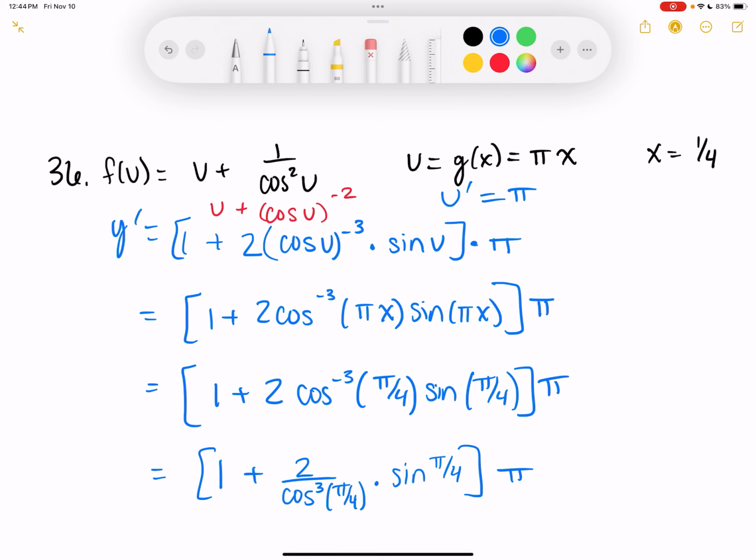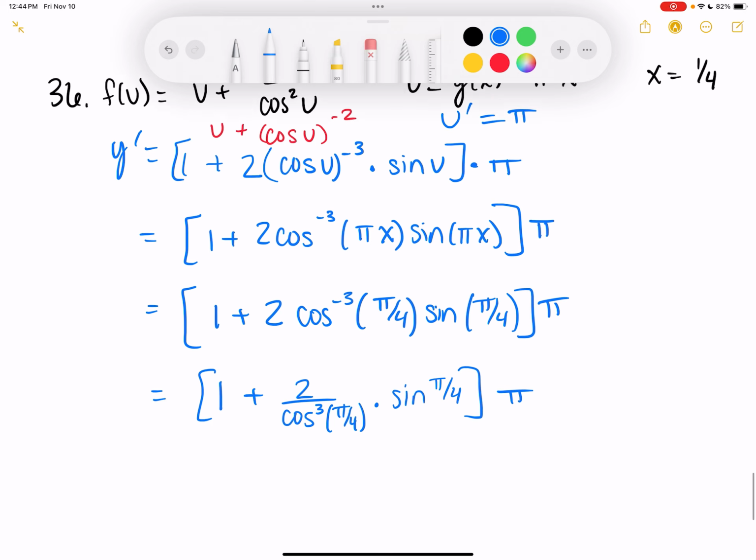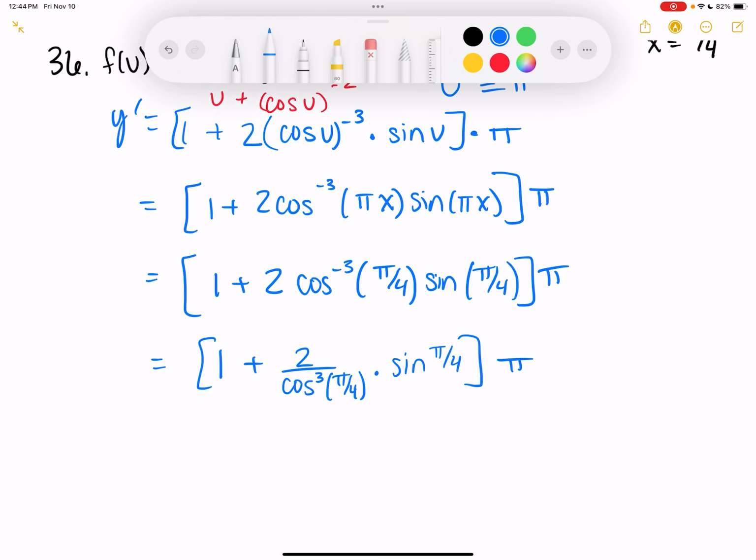And so now at this point, I need to think back to my unit circle because I'm trying to just get a numerical answer here. So what is the cosine of pi over 4? Root 2 over 2, and we're going to be cubing that value. So this is going to be 1 plus 2 over root 2 over 2 cubed times the sine of pi over 4, root 2 over 2, all times pi. So the nice thing is 2 cancels here and here.